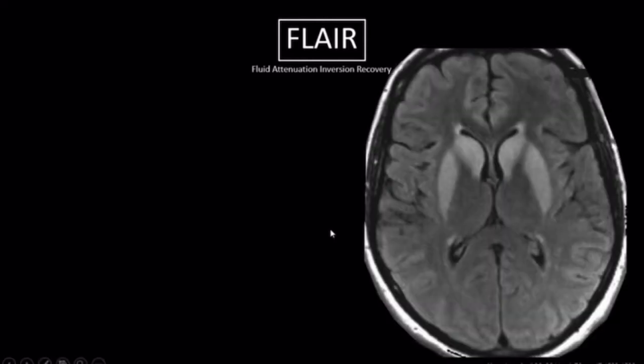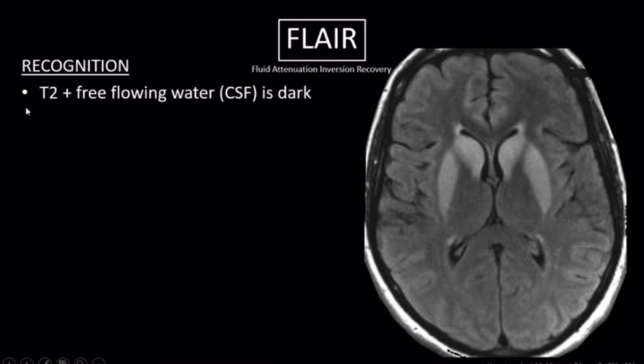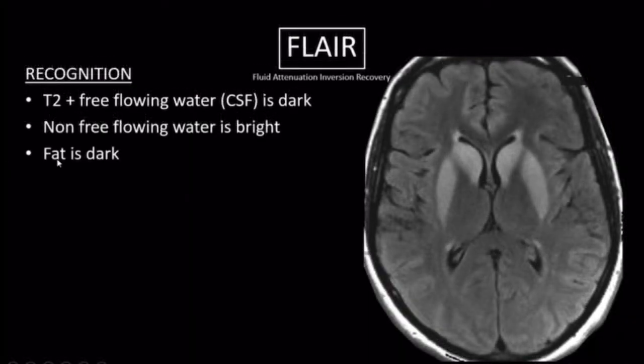So here's our FLAIR image. I like to think of FLAIR as basically a T2 image, but the CSF spaces are flipped back to being dark or hypointense. So if we look here, it looks just like a T2 image. For example, these deep basal ganglia structures here, which don't have as much fat in them, are looking pretty bright. Fat is dark, but the CSF is also dark. Interesting. Also, non-free-flowing water is bright. That'll make sense in a minute. Fat is dark, already went through that.